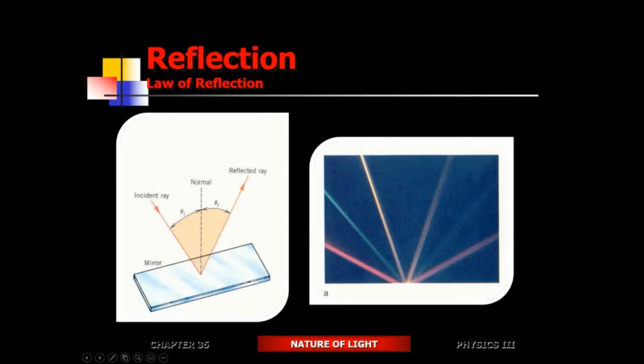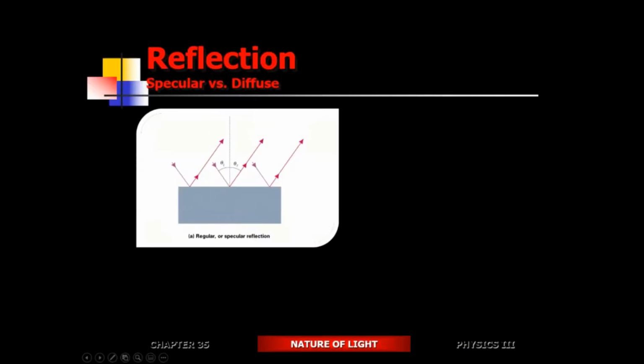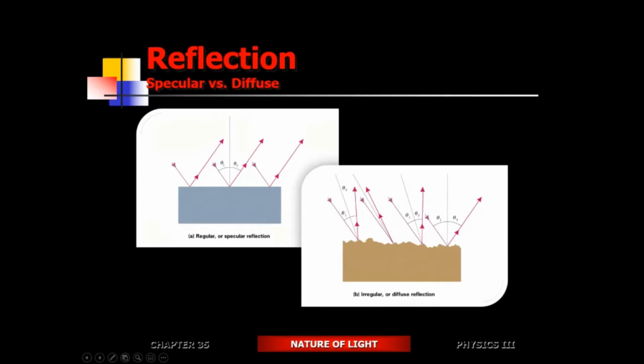So the angle of incidence is going to be the same as the angle of reflection. All right, so that's known as the law of reflection. You got the regular reflection. This is the mirror reflection. All right, so angle of incidence is the same as angle of reflection.